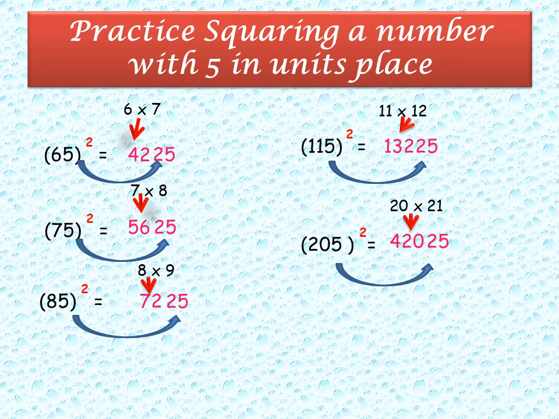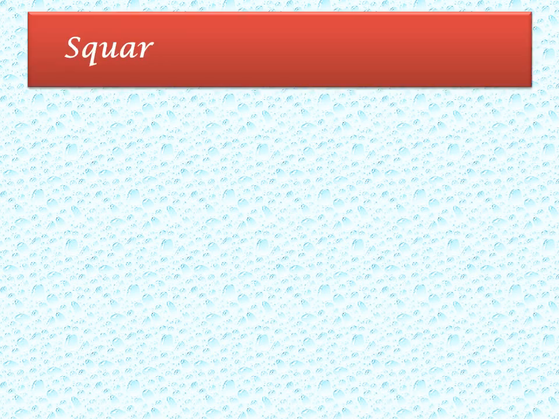If you practice this, you can solve the square of a number with 5 in its units place within a fraction of a second. So practice well, friends. Now let us see another trick to find out the square of any 2-digit number.